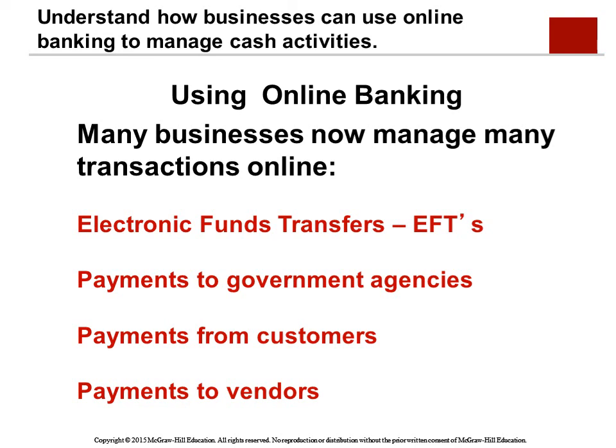But some of the things we're going to talk about is electronic funds transfer, EFTs, you know about this, and then payments to government agencies. So all of these can be taken care of online as well. You just go to the Oklahoma Tax Commission or anything like that and you make those payments. And then finally, payments from customers to vendors. We all use online banking in our everyday life.